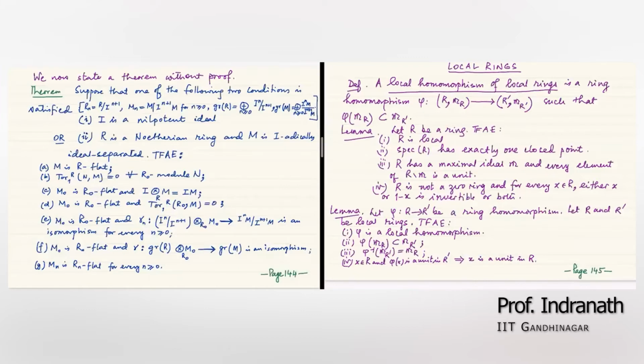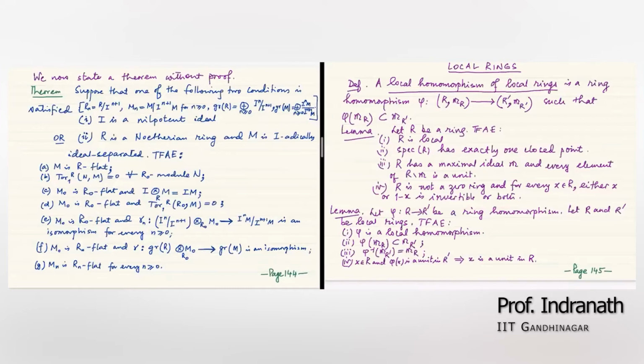Now, two quick lemmas. One is that if you have a ring R, you know this, of course, that these conditions are equivalent for a ring to be local. So one is that Spec R has only one closed point, namely the maximal ideal, there's only one maximal ideal. Then you know that R has a maximal ideal M and every element outside M is a unit, and R is not a zero ring, and for every x in R, either x or 1 minus x is invertible or both. So you know what this means for a ring to be local.